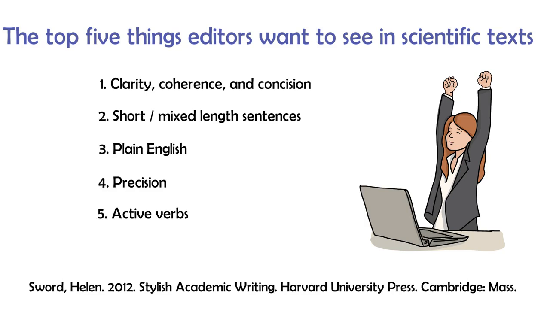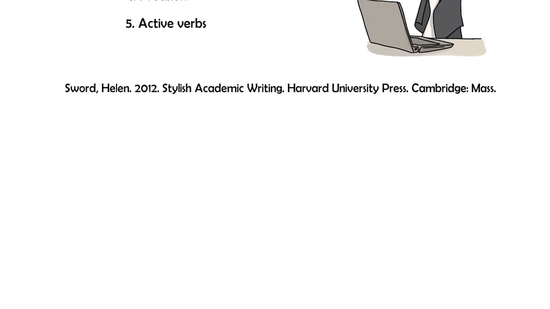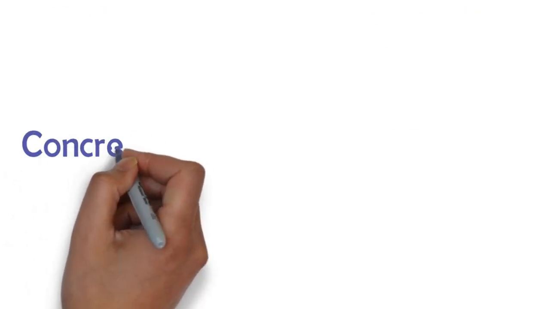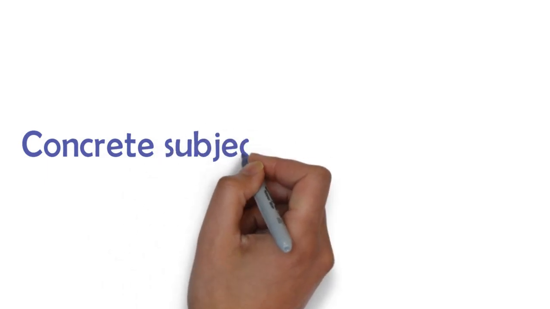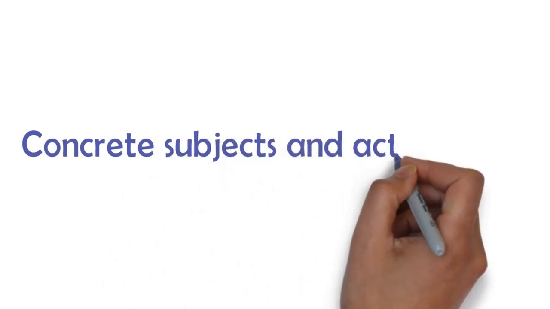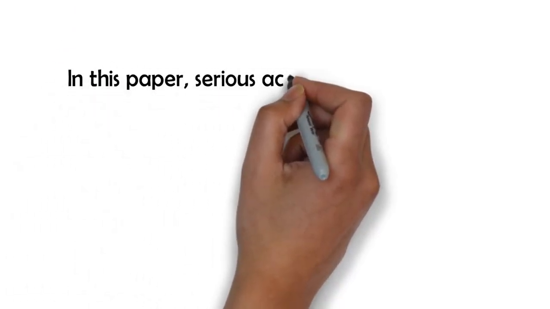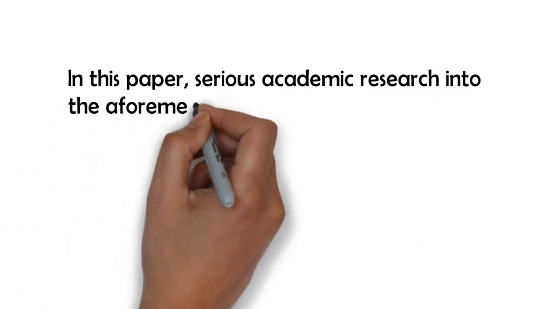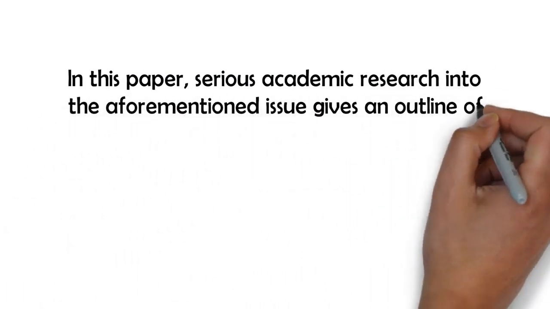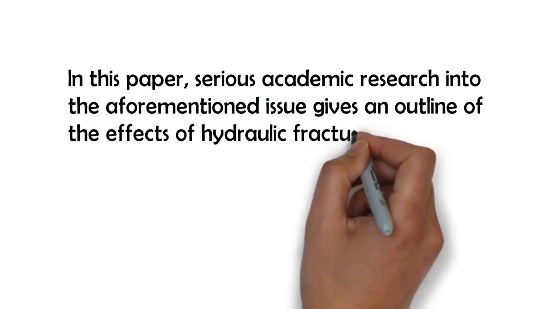Okay then, now that we've established some features of good academic writing, let's spend the rest of this video looking at a couple of tools that we can use to work these features into our writing: concrete subjects and active verbs. And to help us do that, I want to show you an extract of some not very good writing, some academic writing which is actually dull and boring.